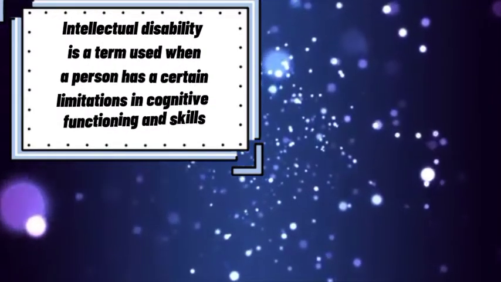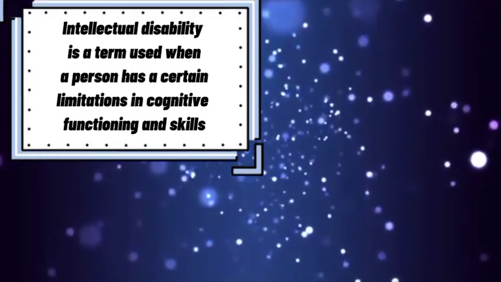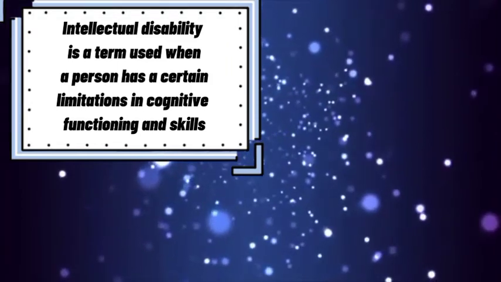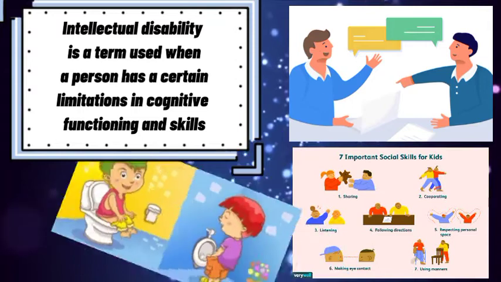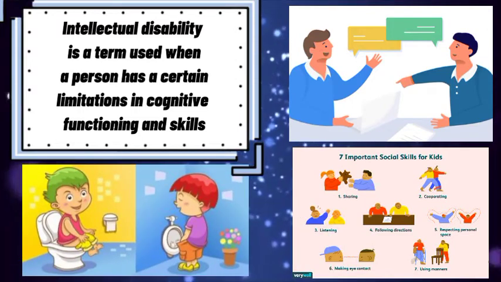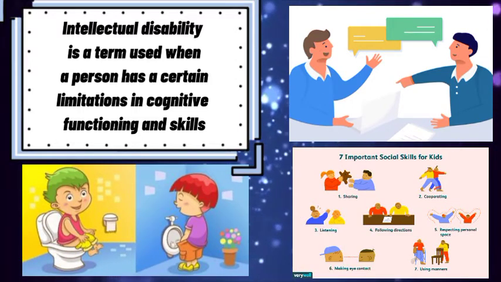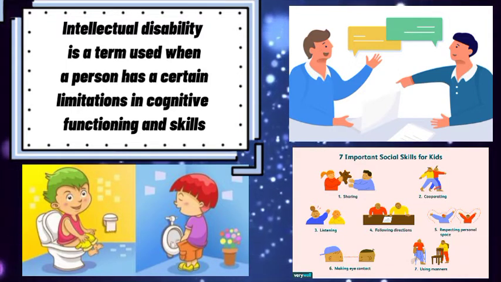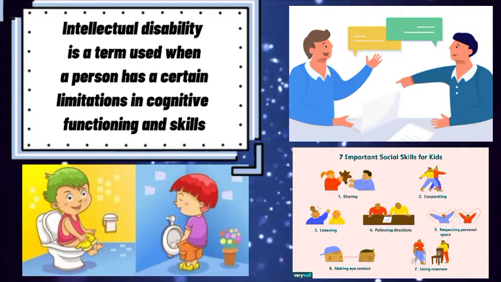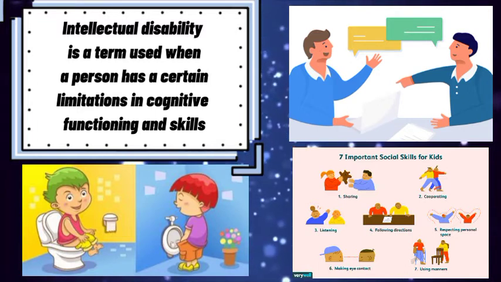Intellectual disability is a term used when a person has certain limitations in cognitive functioning and skills, including communication, social, and self-care skills. These limitations can cause a child to develop and learn more slowly or differently than a typically developing child, and it can happen anytime before a child turns 18 years old, even before birth.